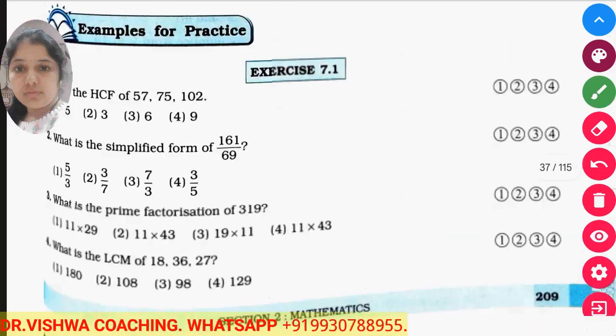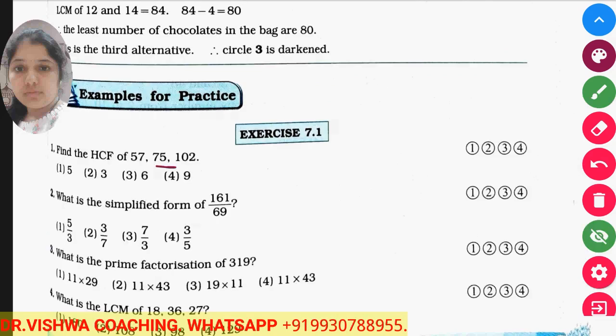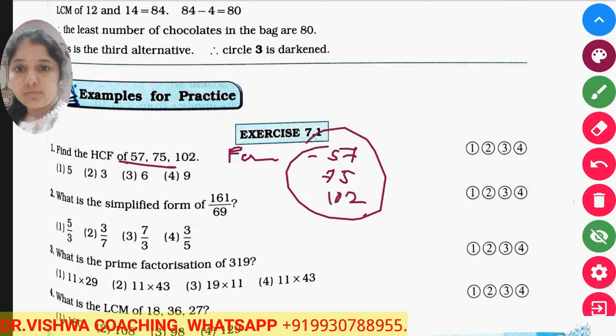Now see, here we have to find the HCF of these three numbers: 57, 75, 102. So you can use the factorization method. You can write the factors of 57, the factors of 75, and the factors of 102, and you can find the common factor. But there is one trick if you can use it.